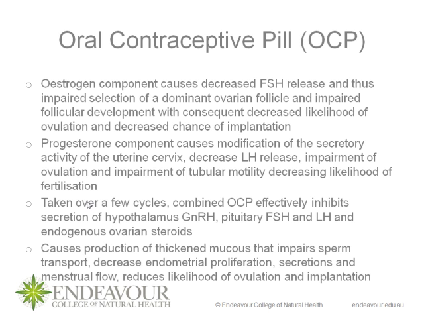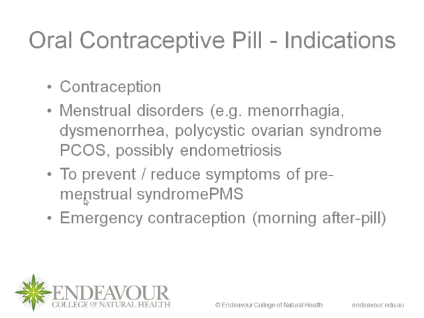But this also means that the pill can be indicated for much more than just contraception. The oral contraceptive pill can also be indicated for menstrual disorders such as menorrhagia, dysmenorrhea, polycystic ovarian syndrome, PCOS, and it's possibly useful in endometriosis. It does reduce the symptoms of premenstrual syndrome, and as we'll see later, there are formulations that can be used for emergency contraception, the old term, the morning after pill.